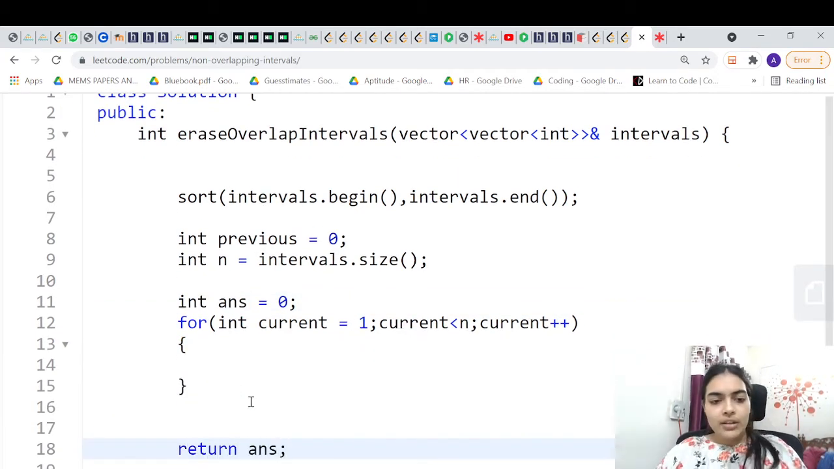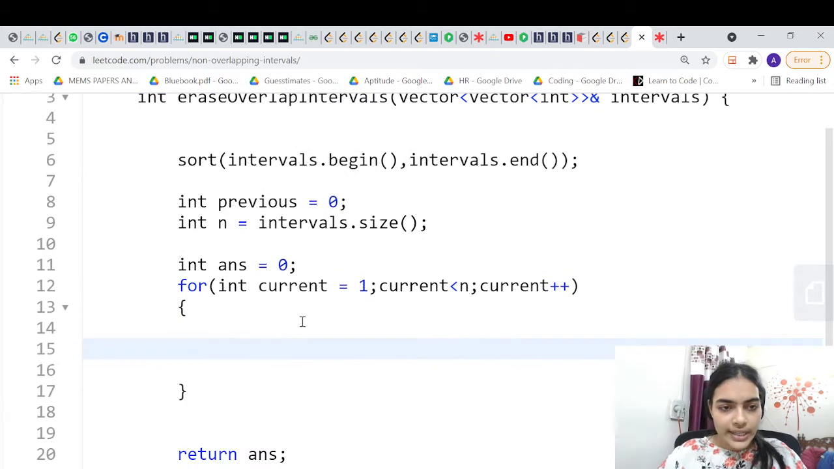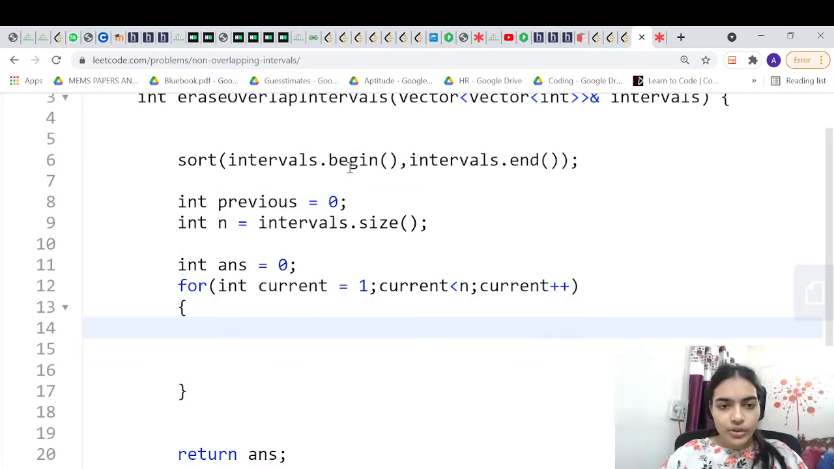Okay, now let us see the cases, right? So which are we comparing? We are comparing the previous and the current interval always. Okay, so in the first case we are comparing 0 and the first index interval. Okay, let's take examples. So let's say 1 5, and let's say you have something like 3 6.